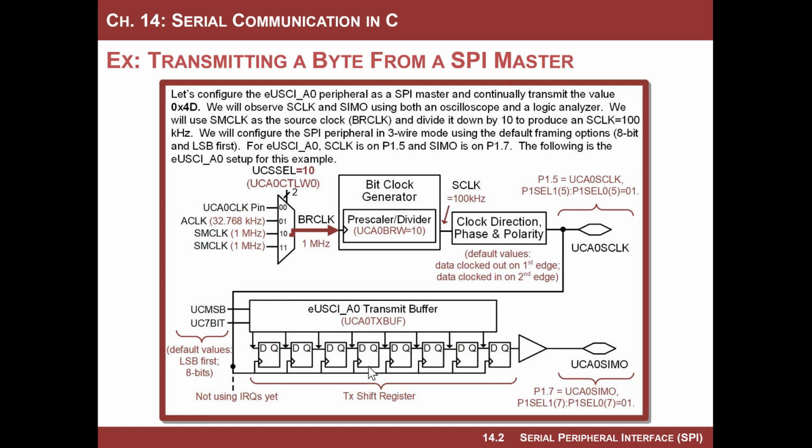What I want to do is set up the SPI to be a master, and I want to have a clock, SCLK, that's 100 kilohertz, and I would like to just send the data 4D out over the peripheral. We're going to drop it into the transmit buffer, and then do a delay loop, and then drop it in again, then do a delay loop, and we'll sit there and spit out 4D over and over forever. And I'm going to use the A0 peripheral.